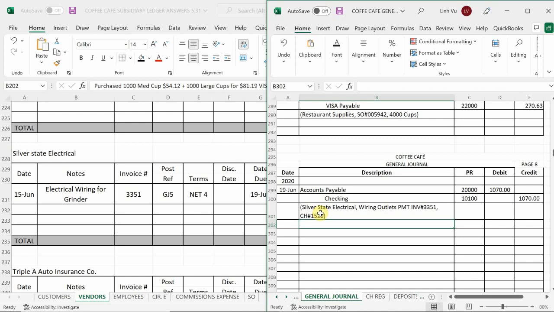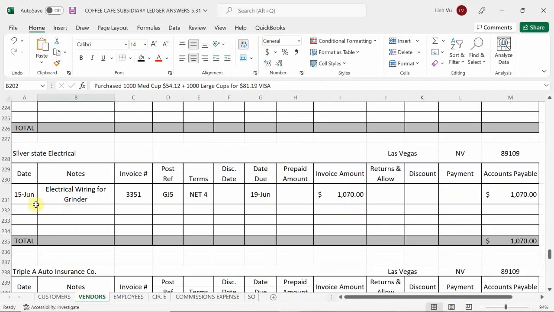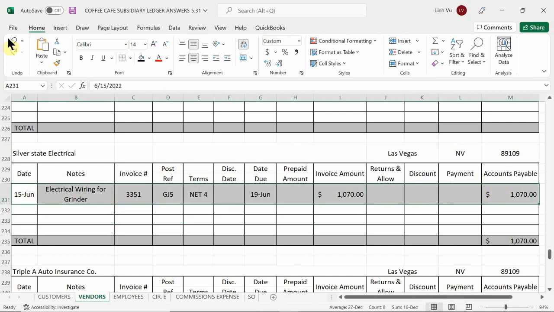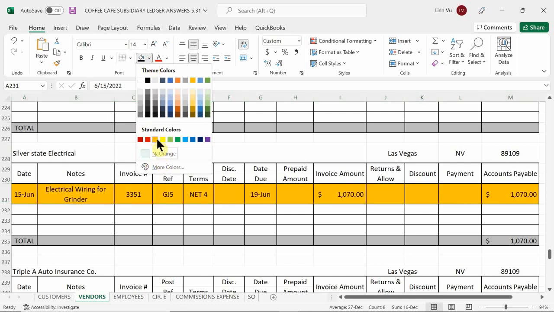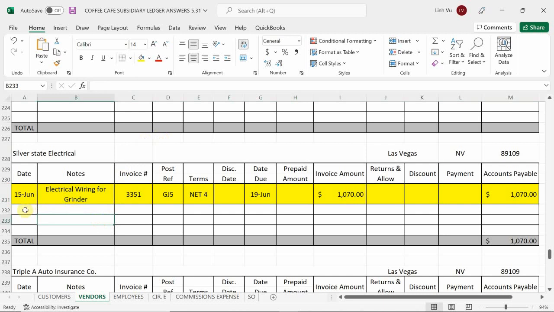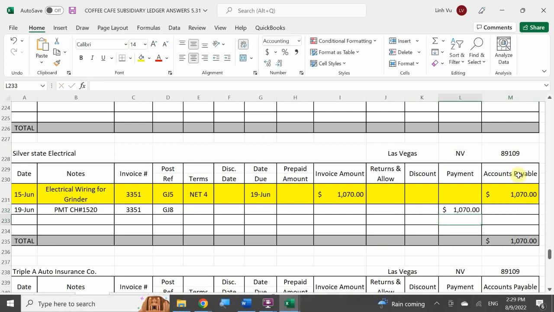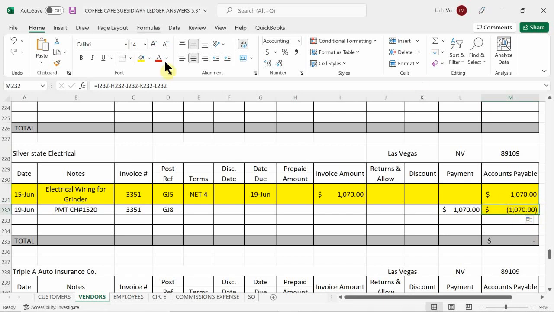And since we had the sub-ledger open, we just make another entry to show that we paid for that invoice. Okay, so I'm going to use yellow again to represent what we're paying. I'd write check number 1520 and the invoice number 3351. It's on page 8, the new general journal page. Then skip all the way to the payment and write 1070, and then make the balance 0.